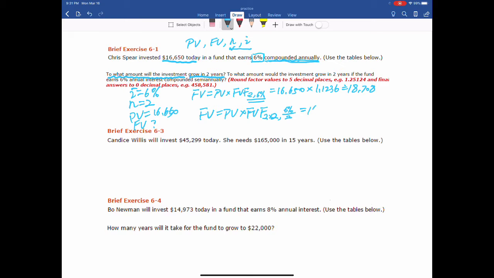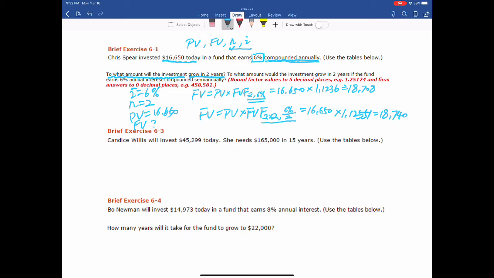So now we put the numbers in. The factor will be different. Why? Because the table again is table 2, but we find the factor at row number 4 and column 3%. So the factor is 1.12551. So the future value of this cash flow will be 18,740.